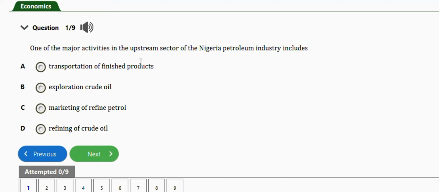The first question says, one of the major activities in the upstream sector of the Nigerian petroleum industry includes transportation of finished products, exploration of crude oil, marketing of refined petrol, refining of crude oil. Right answer is option B, exploration of crude oil. So the upstream sector deals with exploration of crude oil.